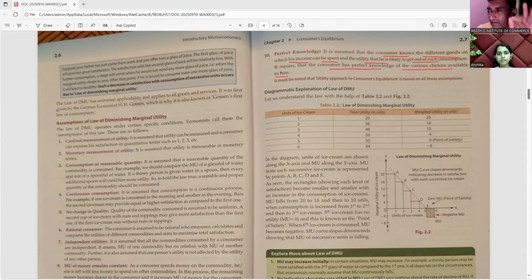Every consumer wants to spend less and get more satisfaction from the commodity. No one in this world wants to spend more and get less satisfaction. So these assumptions are not applicable for everyone everywhere. I hope you understood up to this point.